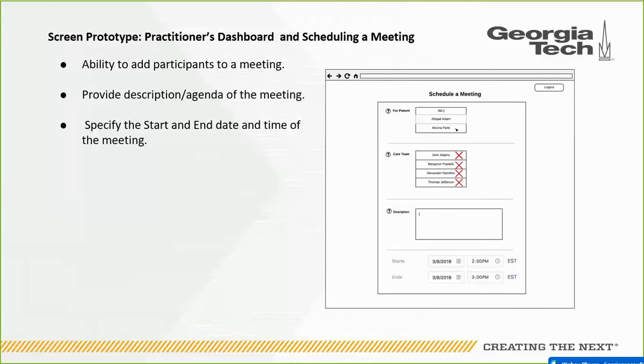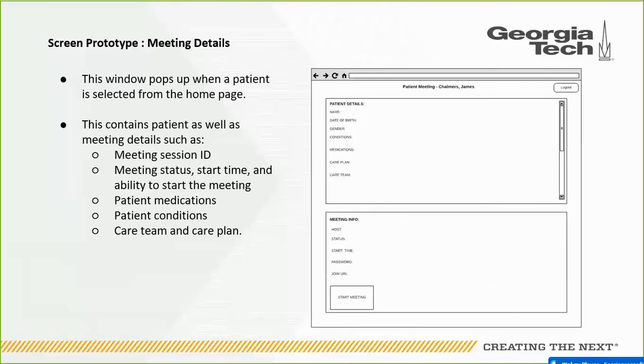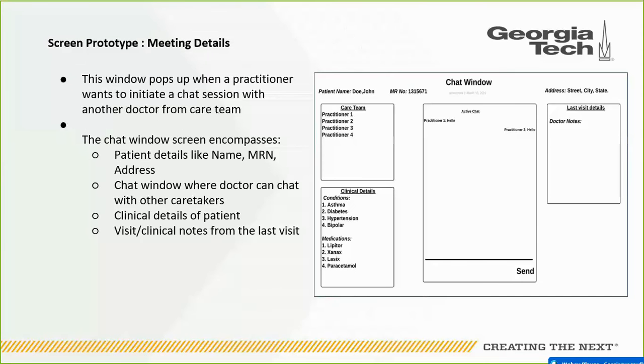On clicking the schedule meeting button, the practitioner is redirected to the schedule a meeting page, where the patient can be selected and people can be added as participants from the care team, and a description can be given about the meeting. The meeting can be scheduled, and the meeting details can be seen by clicking on the patient's name. Various patient details and meeting details can be seen on this page, and the practitioner will be able to start the meeting.